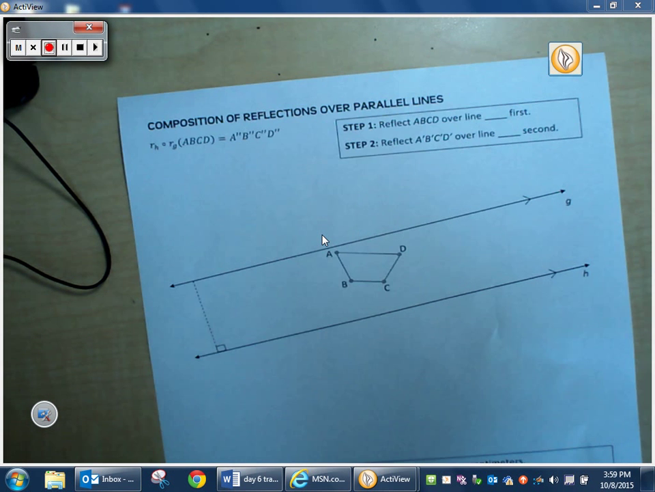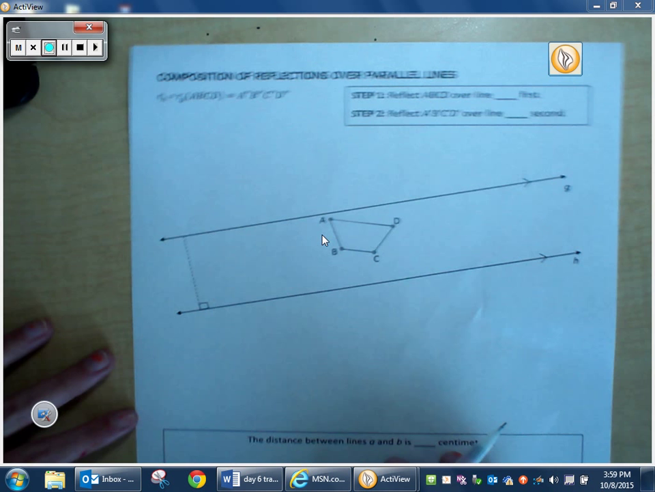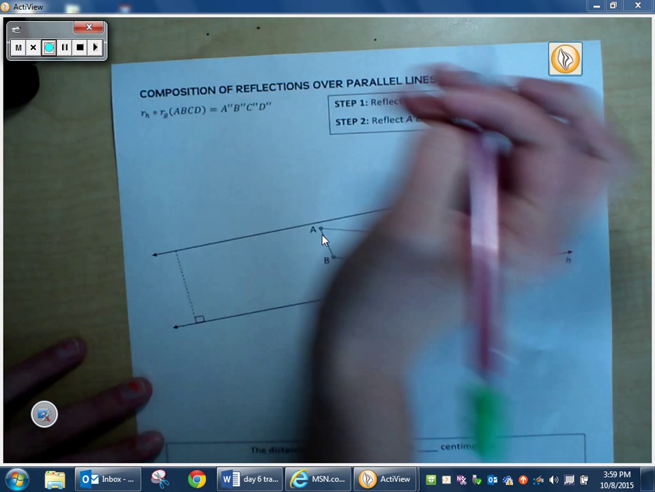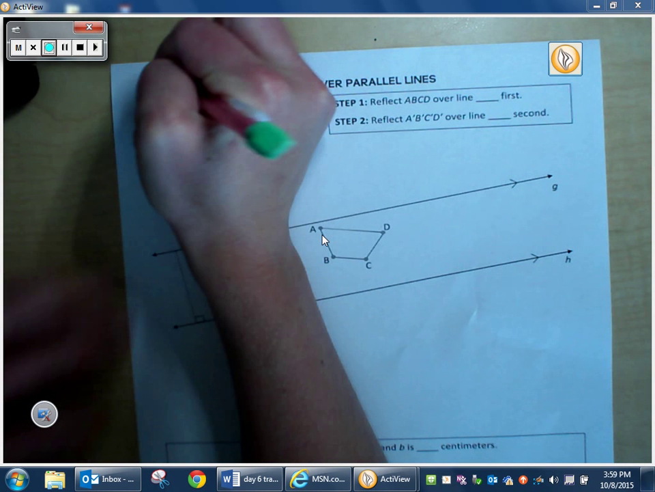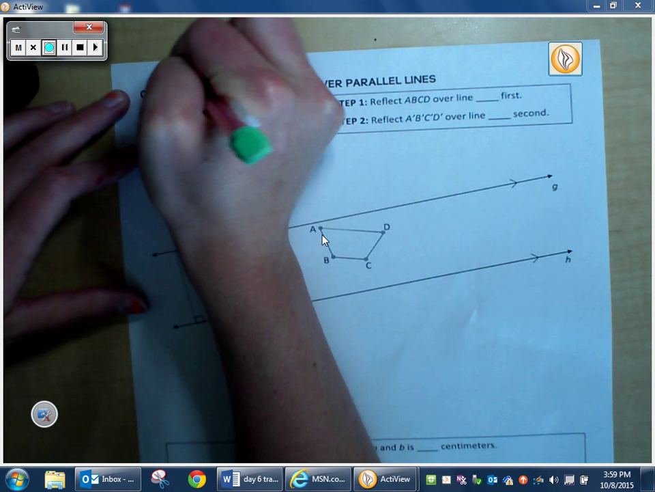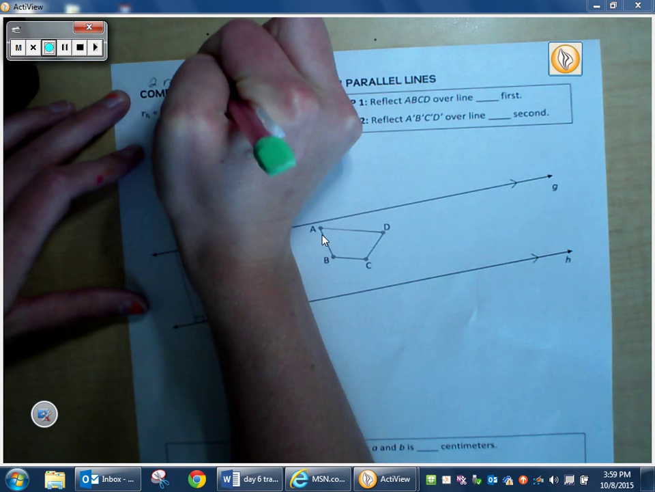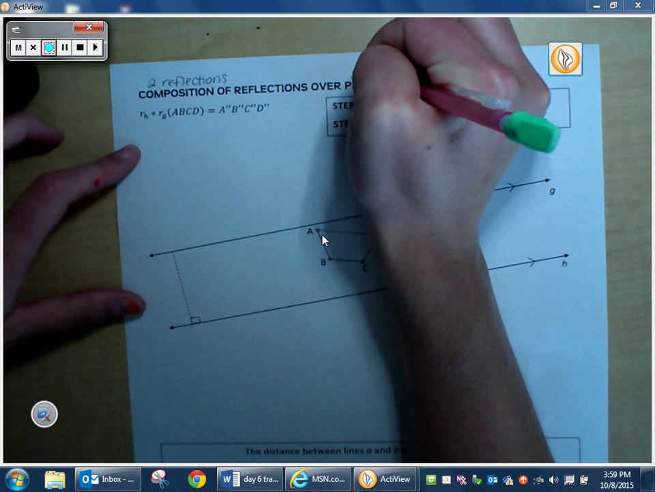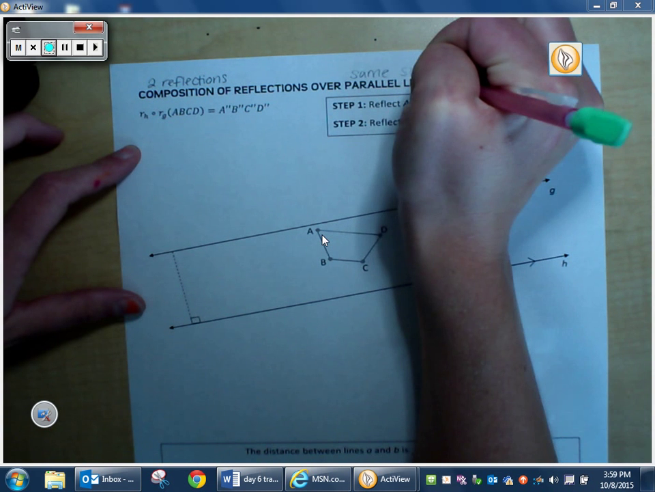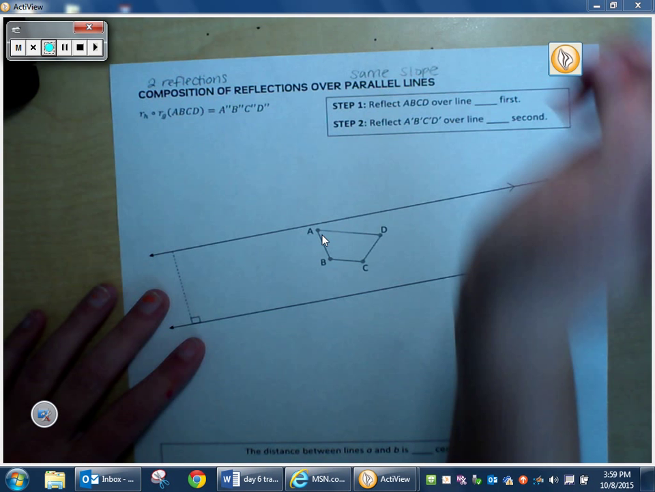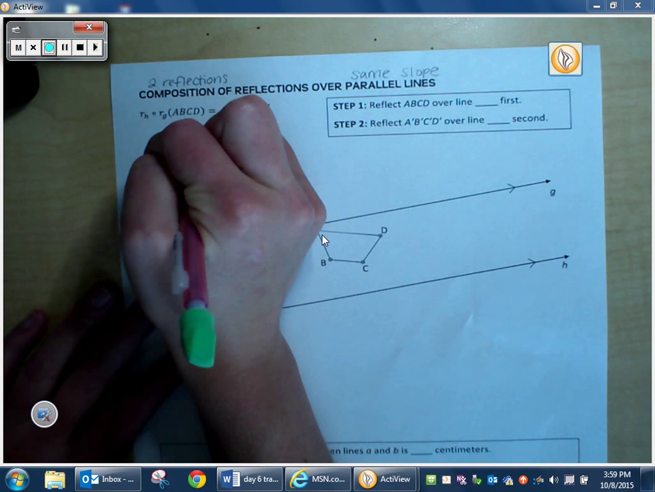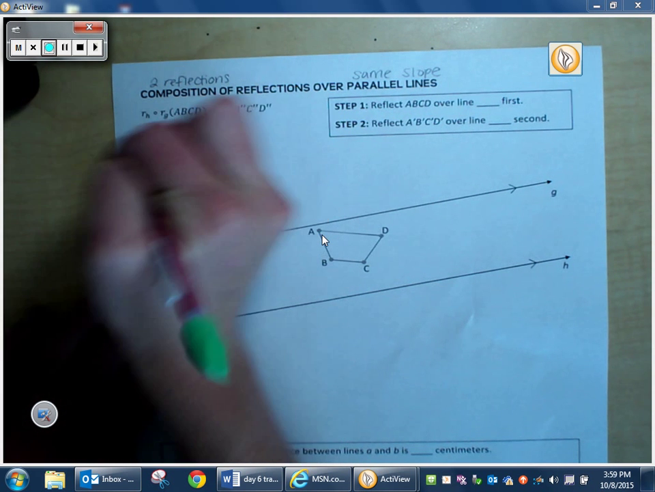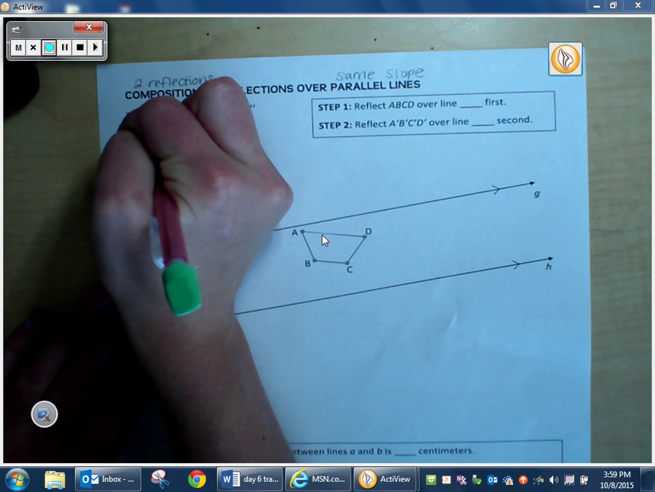Composite reflections over parallel lines. Remember, composite just means two reflections, and parallel lines mean they have the same slope. So the first thing you want to know is what figure gets reflected. So we're going to reflect A, B, C, D, and we reflect over line G first.